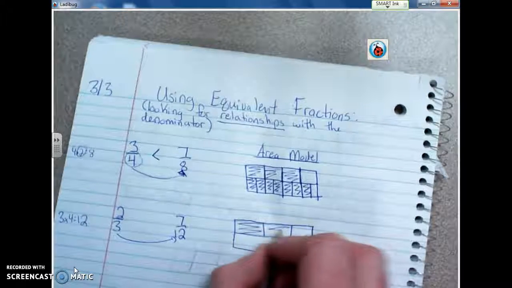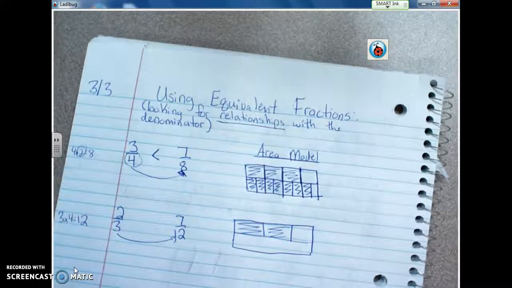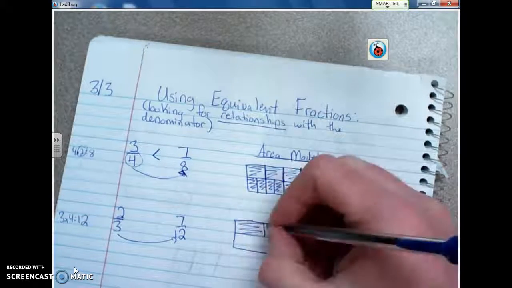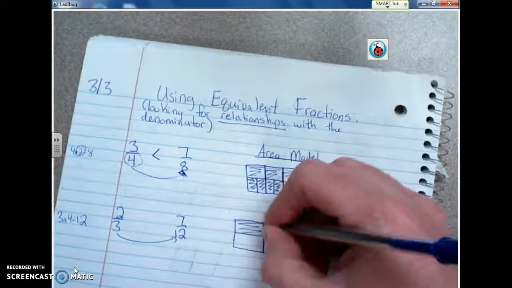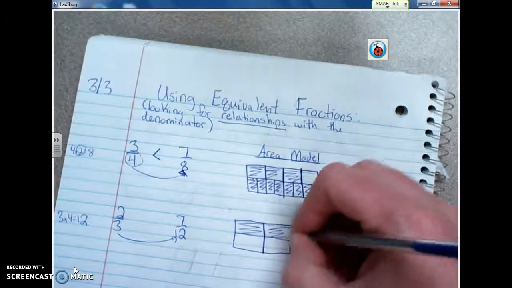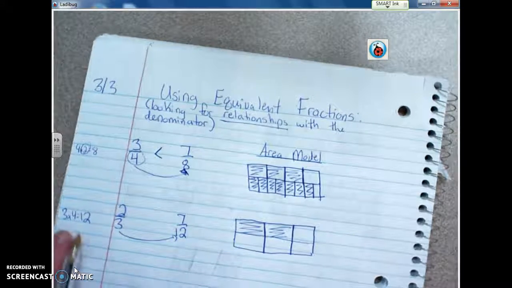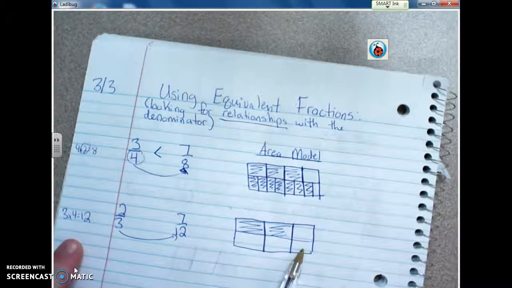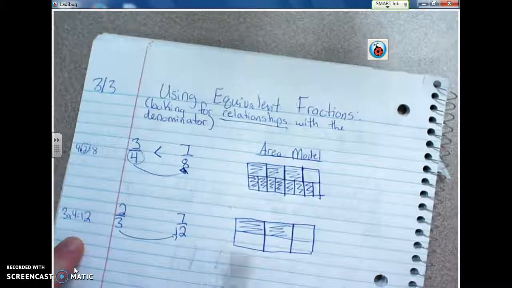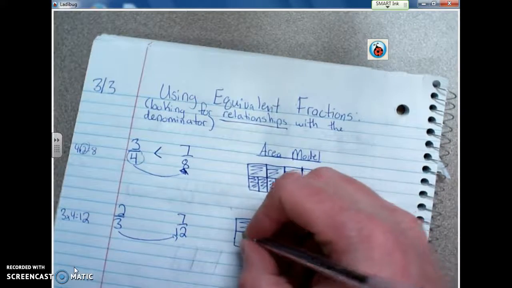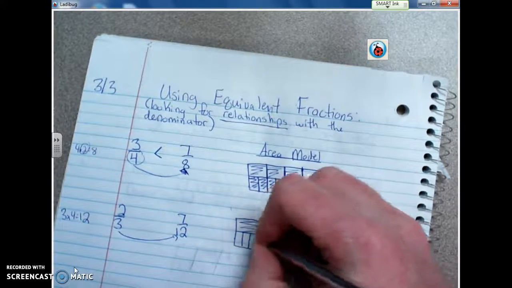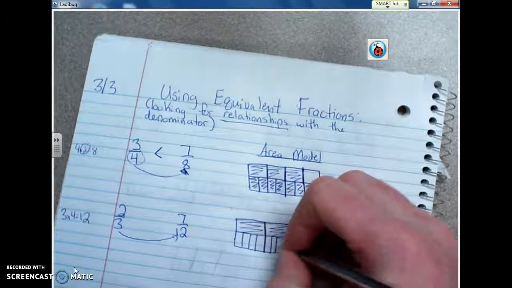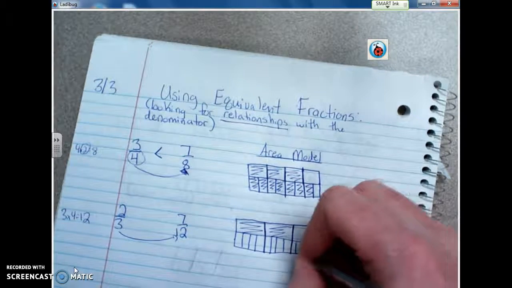I have my 2/3 right there. Again, I make my equivalent lines. And because I'm multiplying by 4, each box has to have 4 pieces. 4, 8, 12. So I'm going to split each little piece into even smaller pieces, into fourths now.